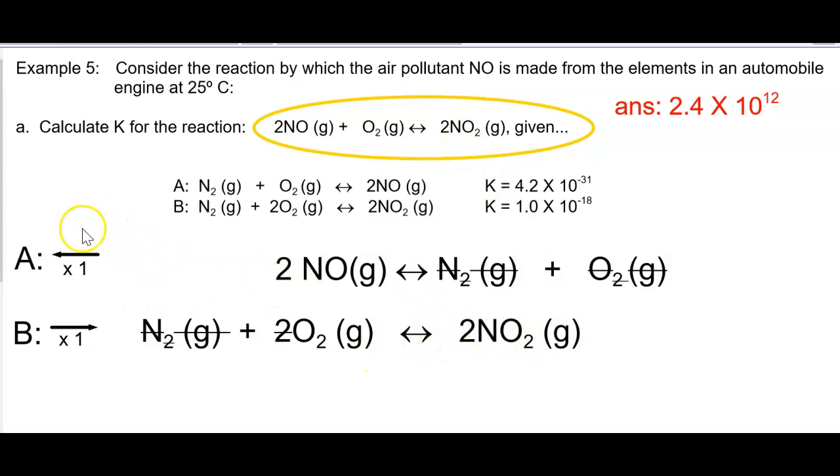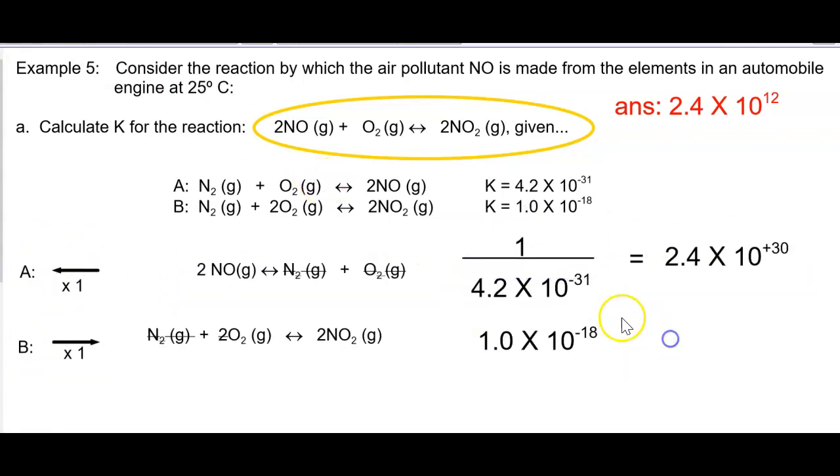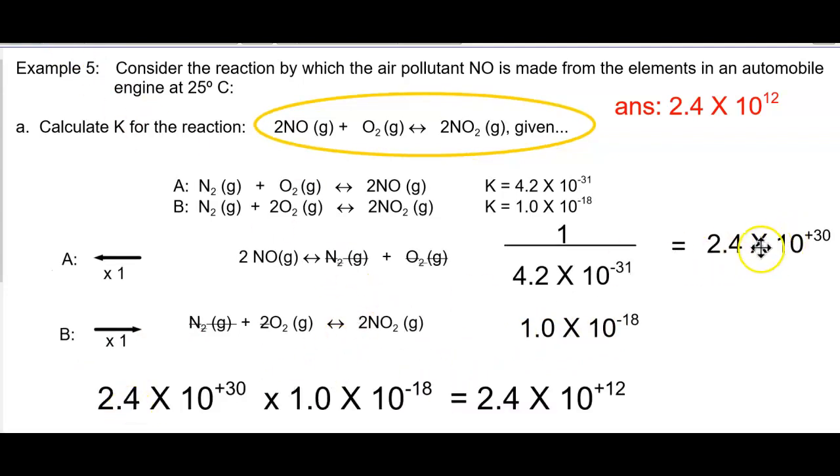Now I'm going to apply the rules to the K that I applied when I looked at A and B. So for A, I said reverse, so I had to take the K for A and put it underneath 1. And it's to the first power, so I did not raise it to anything. And then for B, I said to keep it forward and multiply by 1, so I brought it down here. And then to get the final, remember, we're not going to add them, we're going to multiply the factors. So I'm going to take the 2.4 to the 30th times 1.0 to the negative 18th, and my final answer is 2.4 times 10 to the 12th.